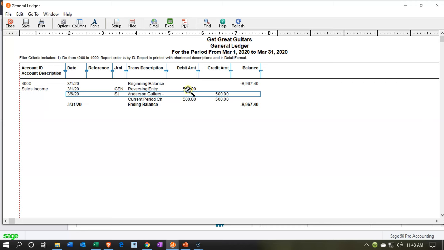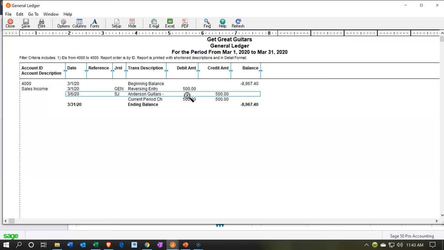We then reversed it as of the 1st of March. So we pulled it back into February. We reversed it as of the 1st of March. Now you might say, why didn't we reverse it as of March 6th? Because that's the day the invoice was made.